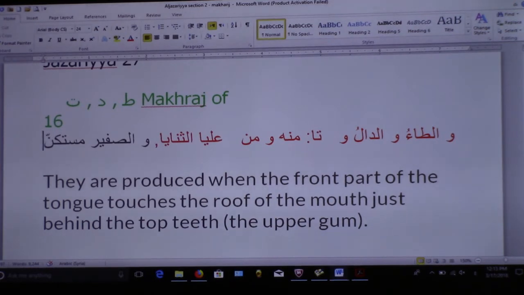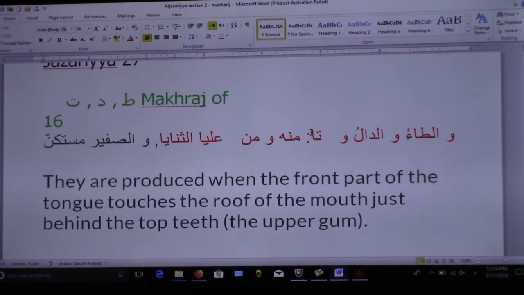Now why did Imam Al-Jazari say Ta, then say Ta? He should say Ta and Ta, right? But he said Ta with the Hamza, and he said Ta without a Hamza. Why? That's the easiest answer. For the rhyme, right? To keep the rhythm of the verse, okay? If he says وَالطَّاءُ وَالدَّالُ وَتَاءُ مِنْهُ, it's broken right away. So he said وَالطَّاءُ وَالدَّالُ وَتَا مِنْهُ وَمِنْ عليا الثنايا والصفير مستكن. Got it?